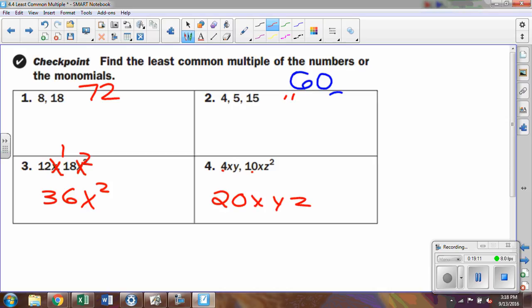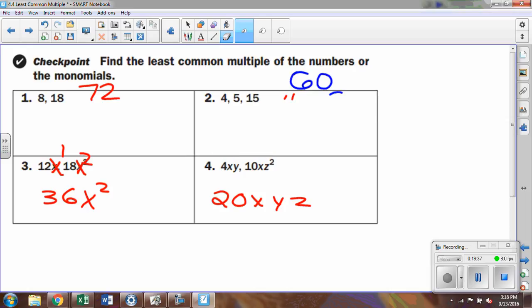So we need to determine what variables get which exponent. What is the largest exponent we see, or the largest exponent we have for the x? 0. X to the first, x to the first. Our largest exponent is 1, so we'll use just x to the first.